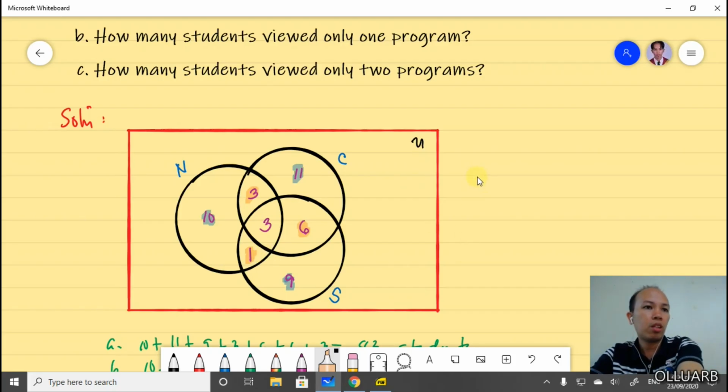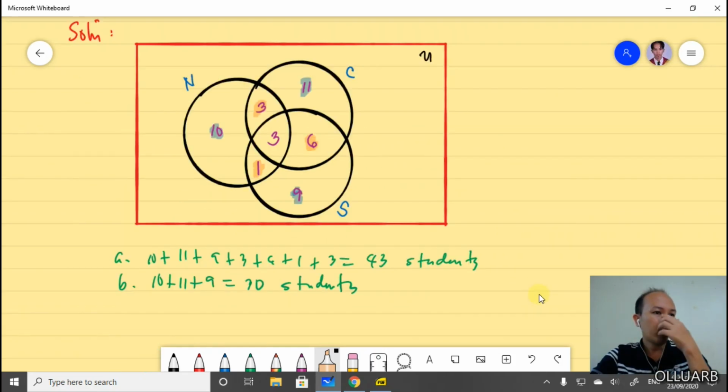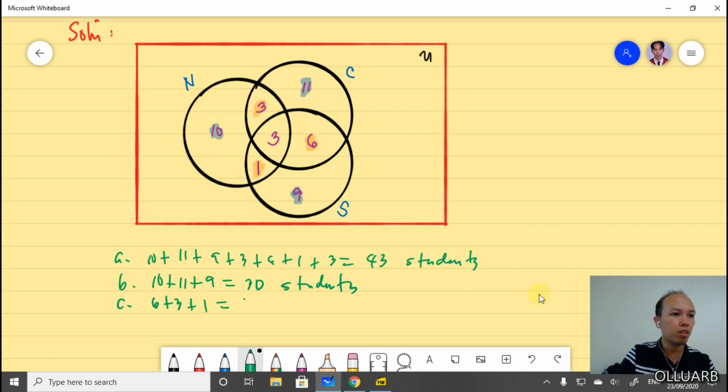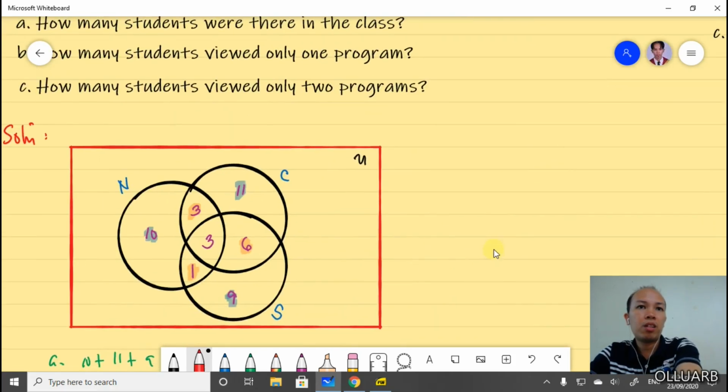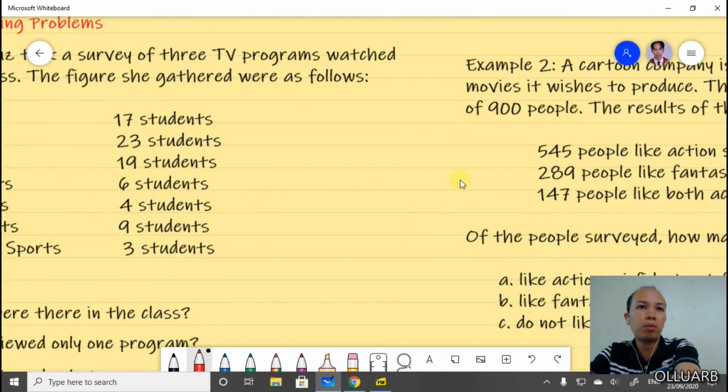Okay, so the answer for letter C is 6 plus 3 plus 1, which is 10. So there are 10 students that viewed only 2 programs. So that's the solution. Okay, let's go now to the next question. At least we have 2 examples.